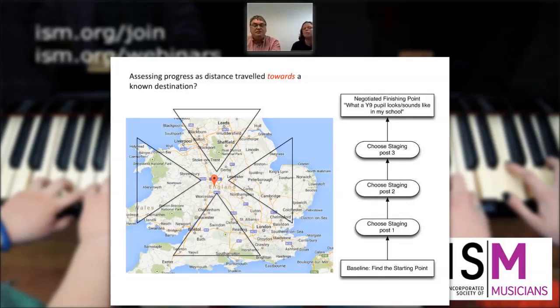Different from this is the idea of progress as distance travelled towards a known destination. So instead of the fixed one that we had before, we now know where we want to end up, but we don't really know where we're starting from. So this is the point of baseline assessment, because knowing where you want to end up, this is the statement, you can choose whatever you want to do, but I put what a year 9 pupil looks or sounds like in my school. Now, I think to some degree that's a negotiated finishing point, because that's what you chose. The baseline shows you where the kids are, and then you're choosing the staging points that you're going to go through en route, depending on what your baseline showed, in order to get to that finishing point.